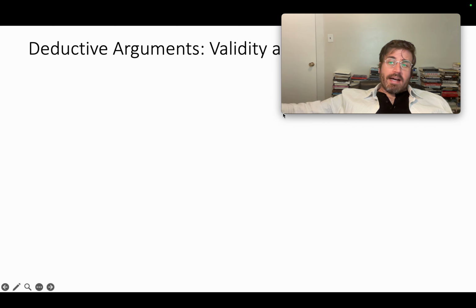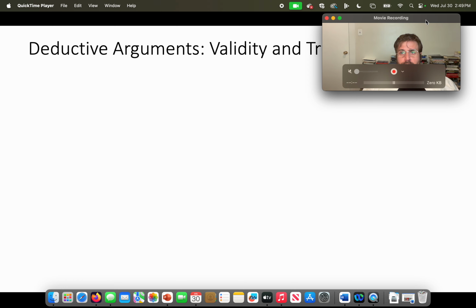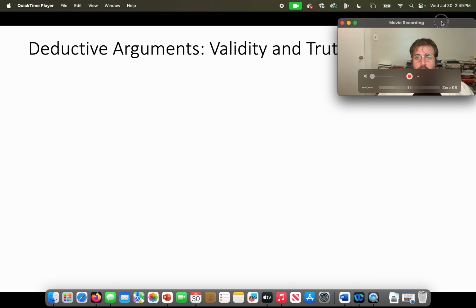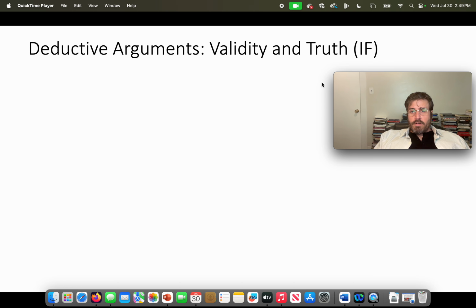But we also contrasted deduction with inductive arguments. And inductive arguments are a little bit looser and appeal to the likelihood of a conclusion being true rather than the necessity of a conclusion being true. So just to move on a little bit here with the idea, one of the core properties of deductive arguments, we're going to be discussing the idea of validity, and we're going to be contrasting it with truth.